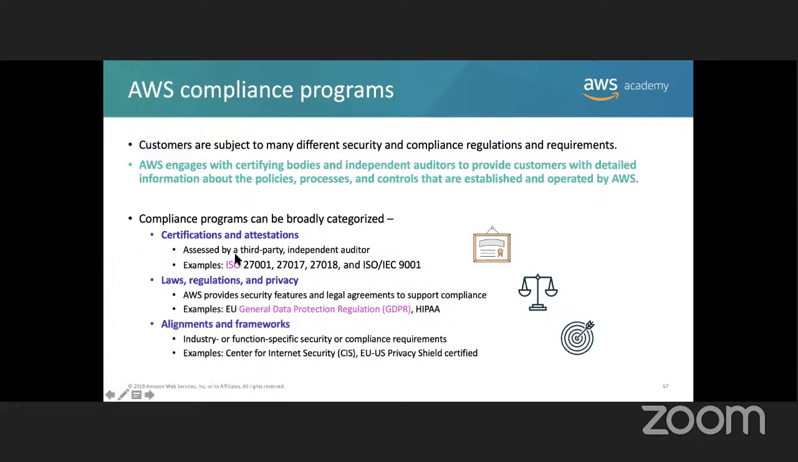So there are certifications and attestations assessed by a third-party independent auditor. I'm going to read this, guys, because this is just information that you need to know. Example, ISO 27001. Then the laws, regulations, and privacy: AWS provides security features and legal agreements to support compliance. Example, the European Union General Data Protection Regulation, GDPR, and HIPAA. This is for information about people, especially patients at the hospital. Then alignments and frameworks, industry or function-specific security compliance requirements, and the EU-US Privacy Shield certified.